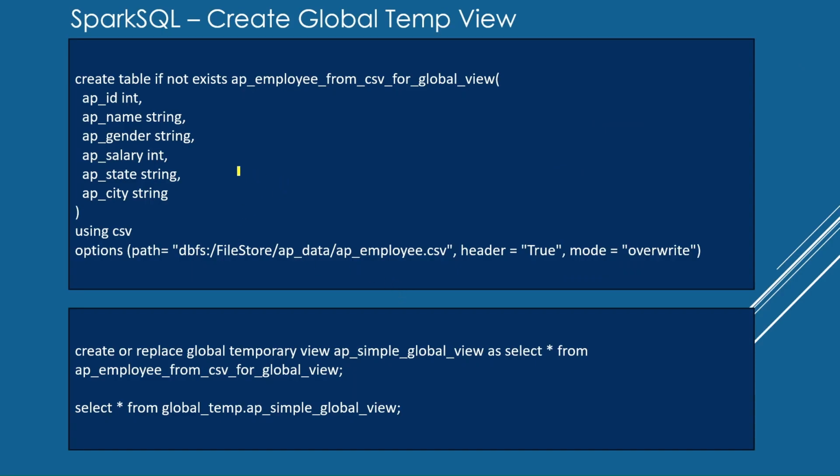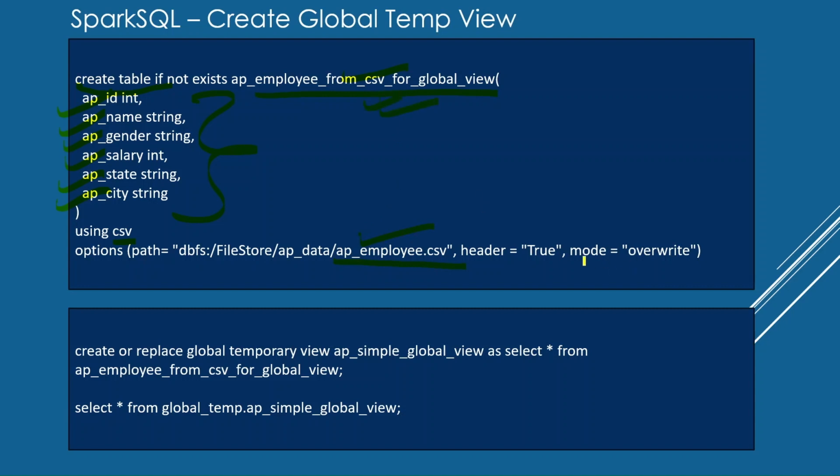So how are we going to create this global view? First, we create a table with the help of a create table command. This is the name of the table. This is the schema. I have defined 6 columns and their data types. And how will this table's data be populated? It will be populated using CSV, and this is the CSV file.